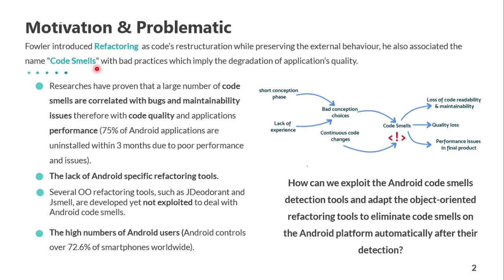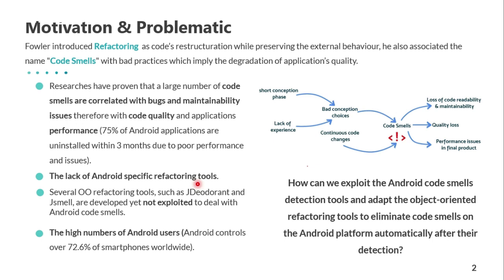It all started with Fowler when he introduced refactoring as code restructuration while preserving the external behavior, then associated the name code smells with bad practices which imply the degradation of applications quality. At that moment, Fowler opened a whole new aspect for researchers to study, an aspect that we found full of opportunities and motivations. For example, researchers have proven that a large number of code smells are correlated with bugs and maintainability issues, therefore with code quality and applications performance, which is the reason that 75% of Android applications are uninstalled within 3 months, an issue that we saw as an opportunity, especially with the lack of Android-specific refactoring tools.